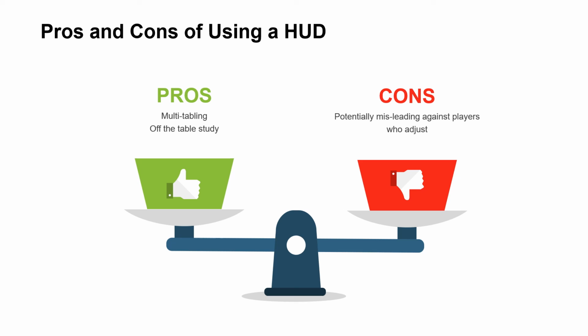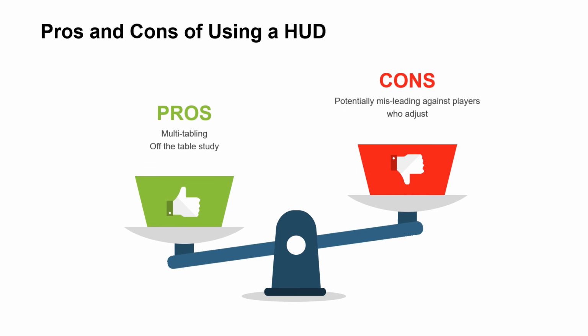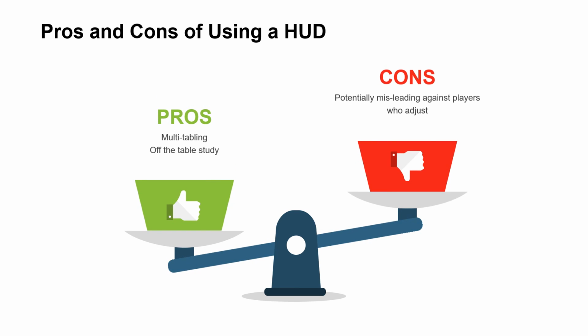For the cons, there's only one con, but it's an important one. HUD statistics can be misleading when playing against players whose strategy depends on the playing style of their opponents. The pros outweigh the cons. In fact, there aren't any cons if you can distinguish between the players who adjust and those who don't.